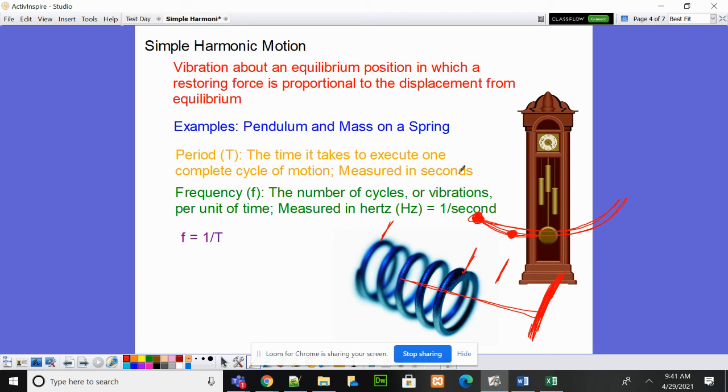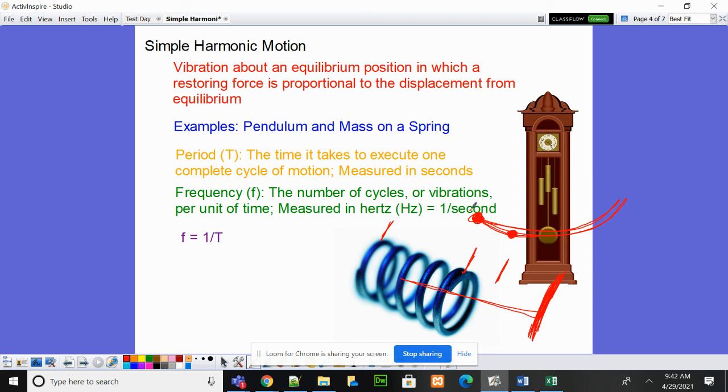Then we've got frequency. Frequency is the number of cycles or vibrations per unit time. So it's how many times does it go back and forth in a second. Now this one up here, it's not going to be very many. It'll be like part of one. But maybe that spring is vibrating really fast. It's going back and forth like 10 times in a second. Okay, that would be its frequency. It went back and forth 10 times in a second. It's measured in hertz. A hertz is 1 over a second. Okay, so the frequency is how many times it's going to vibrate per second.